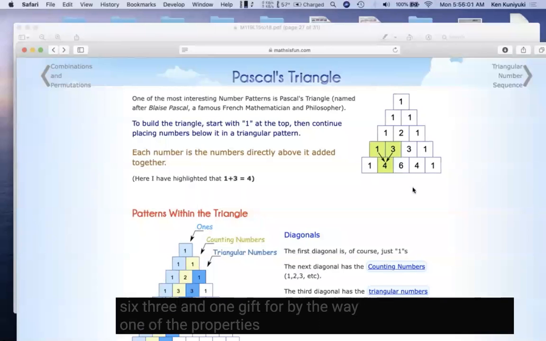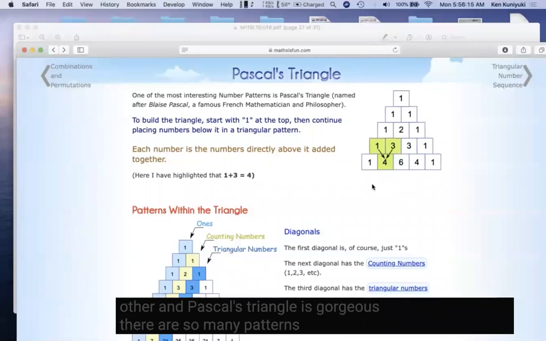By the way, one of the properties of Pascal's triangle is that it is symmetric. If you draw an axis here, you see the left and the right mirror each other. The left half and the right half mirror each other. And Pascal's triangle is gorgeous. There are so many patterns.